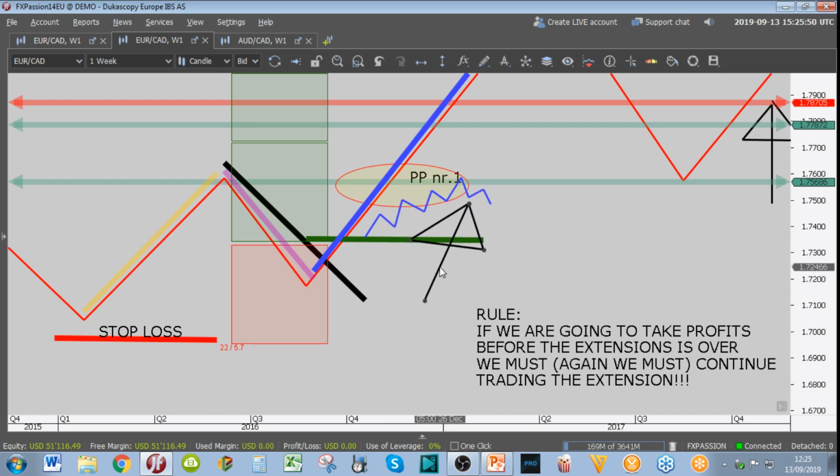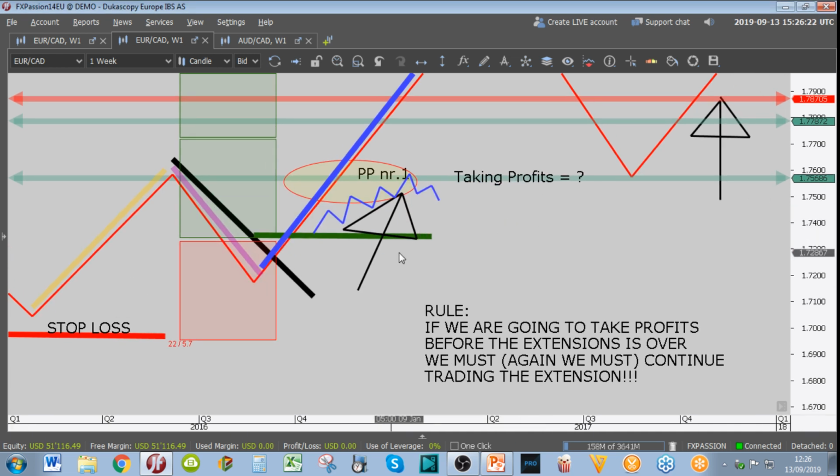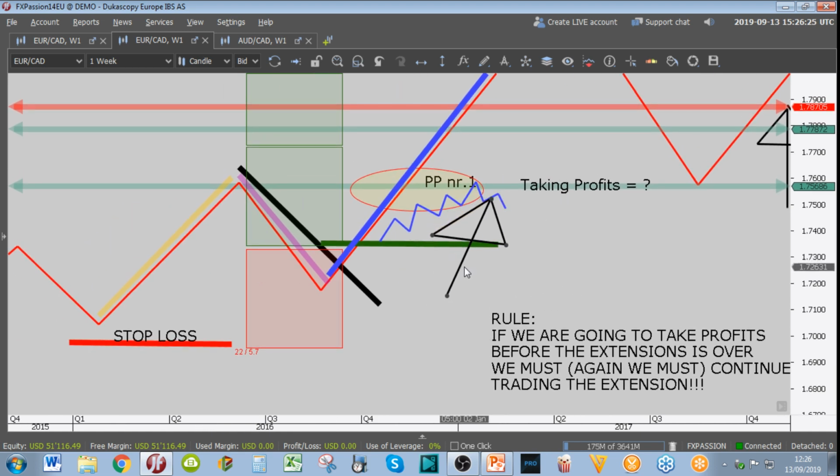of taking profits in here? Let's go step by step. Is anything wrong if you take profits up in here? You can say yes, you can say no, you can say I don't know. Is anything wrong if I take my profits in here? Anything wrong? Taking profits equals question mark. Is anything wrong if I take my profits here? No, right?